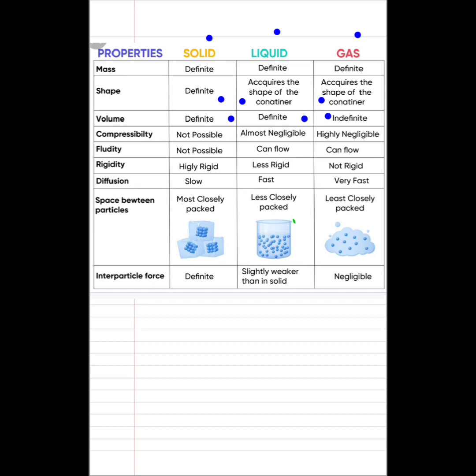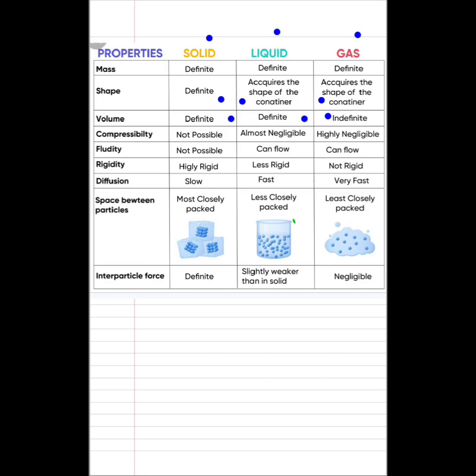Compressibility: solids are not compressible, liquids almost negligible, and in case of gas, highly compressible. Fluidity, as we have discussed on the previous page, solids are rigid, so they will not have the property to flow, but liquid and gas can flow. Rigidity: solid is highly rigid, liquid is less rigid, and gases are not at all rigid. Diffusion: solid slow, liquid fast, and gas very fast. This also we have discussed.